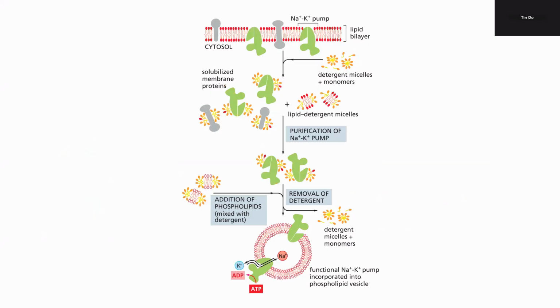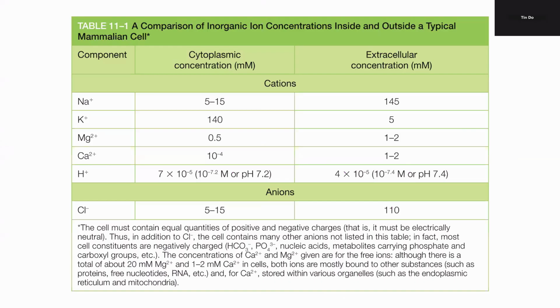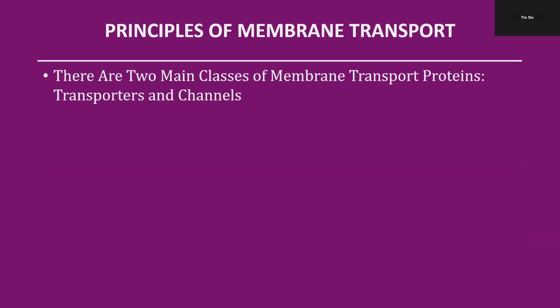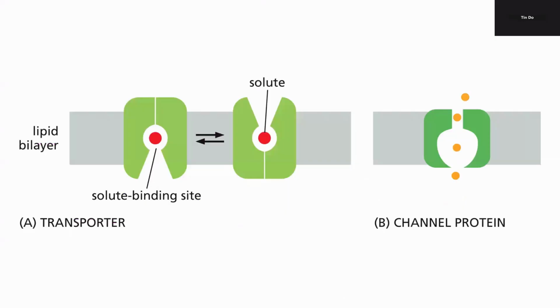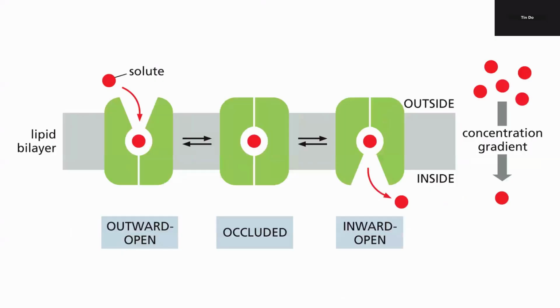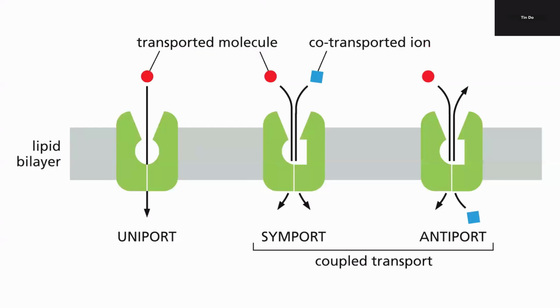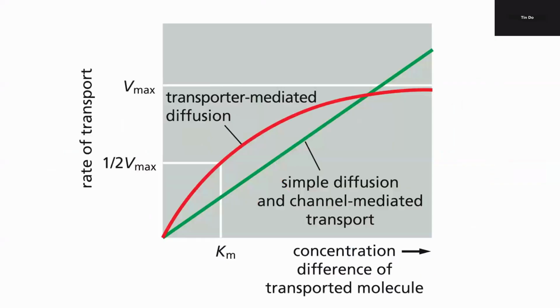All right. Now, we are entering the next chapter, chapter 11, right here, where we are going to be talking about different types of proteins, channel proteins, glycolipids, and other pieces of information.